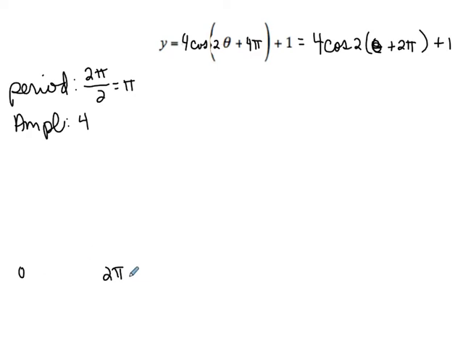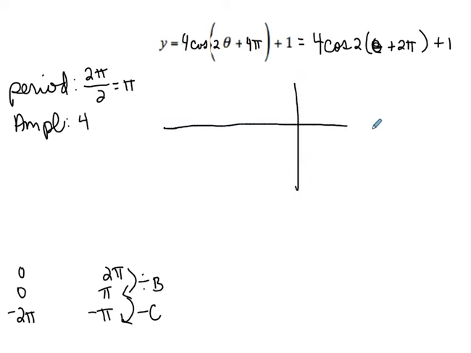I normally graph between 0 and 2 pi for cosine, but I have shrunk it. I have to divide by b. B is 2, so it's going to go from 0 to pi. And I've also shifted 2 pi to the left, so I'm going to subtract c from each of these. So that would be minus 2 pi, minus pi.